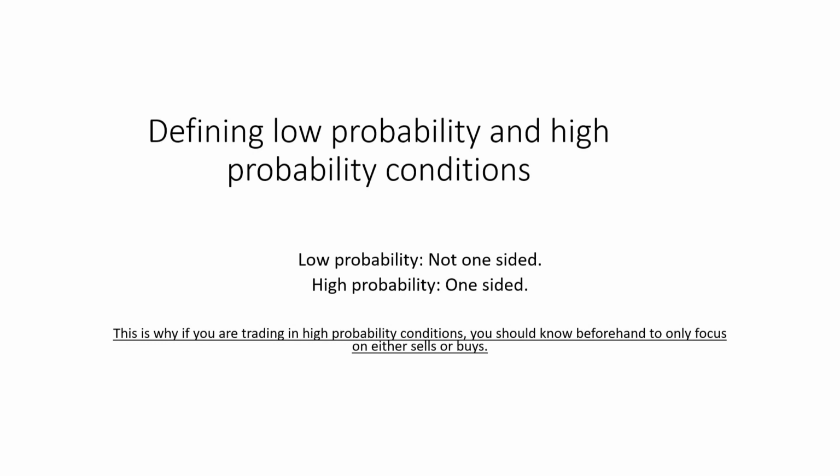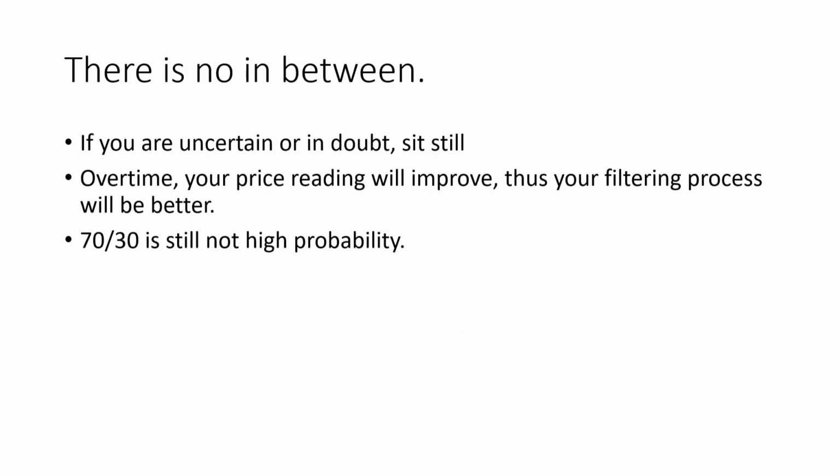Because if you have to figure that out later, or you're constantly switching between I want to go short, I want to go long, chances are you are in low probability conditions, maybe without even knowing it yourself. So it's important to know that there is no in between. There are no semi-probable conditions. So if you are uncertain or in doubt, it's better to sit still and wait for the market to show you its hand when it's one-sided again.